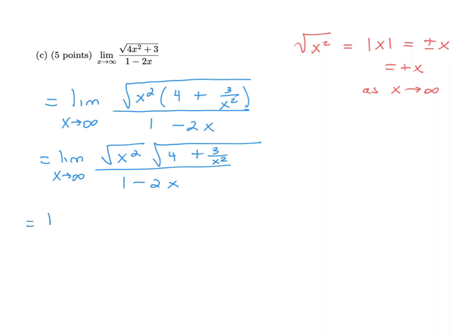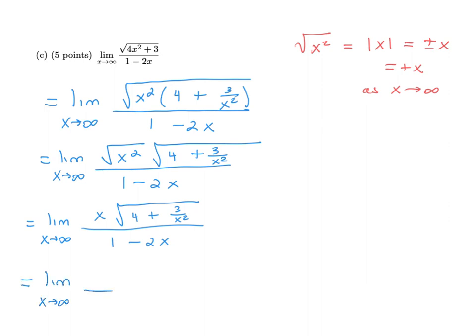So this is the limit as x goes to infinity of x root 4 plus 3 over x squared, and then 1 minus 2x in the denominator. I'm now going to divide the top and bottom by the x with the greatest exponent in the denominator, which is an x to the first. That means I'm going to divide this whole thing by x, which I'll put here, and I'll divide these two terms by x. We have, this is the limit as x approaches infinity of, so I'll put x over x.